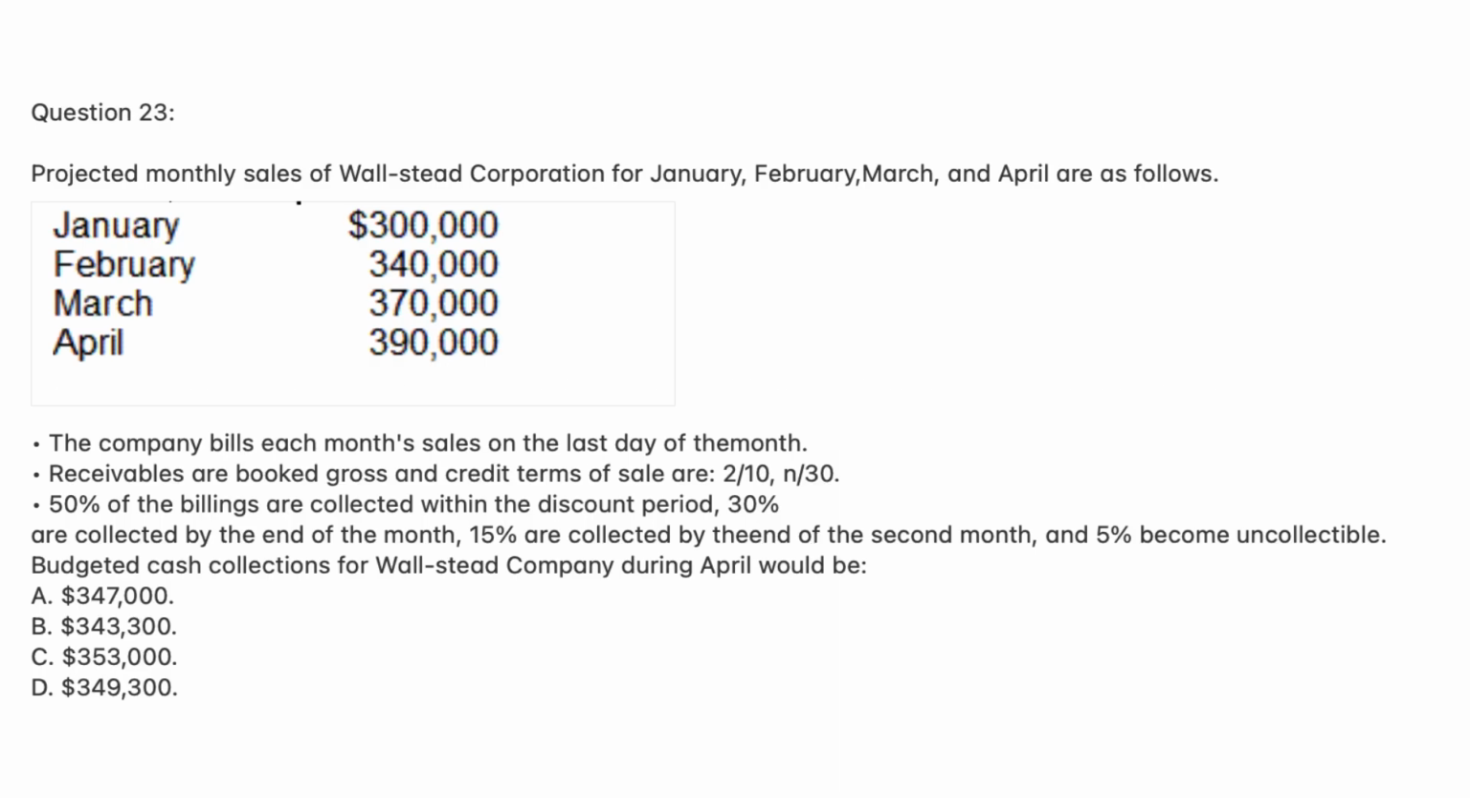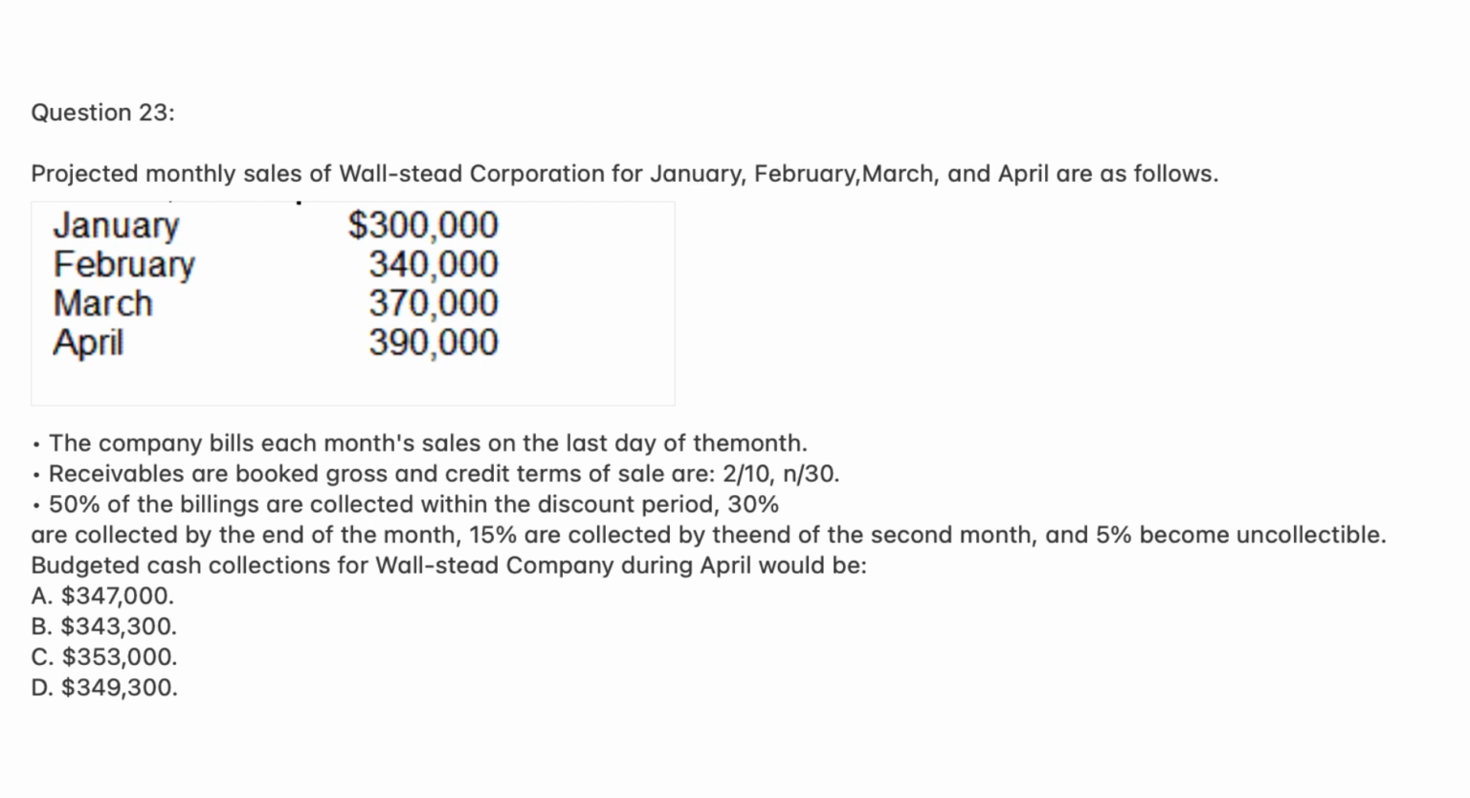Question 23. Projected monthly sales of Wallstead Corporation for January, February, March, and April are as follows. The company bills each month's sales on the last day of the month. Receivables are booked gross and credit terms of sale are 2/10 N/30. 50% of the billings are collected within the discount period, 30% are collected by the end of the month, 15% are collected by the end of the second month, and 5% become uncollectible.